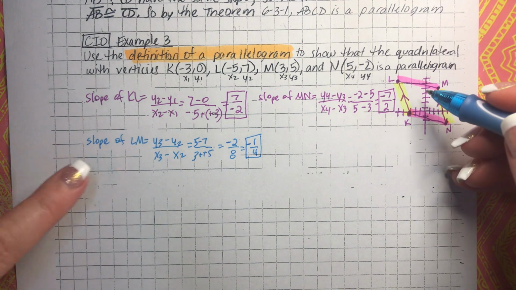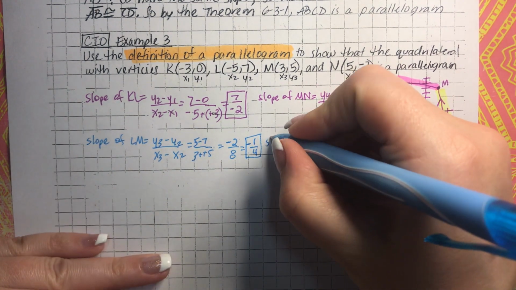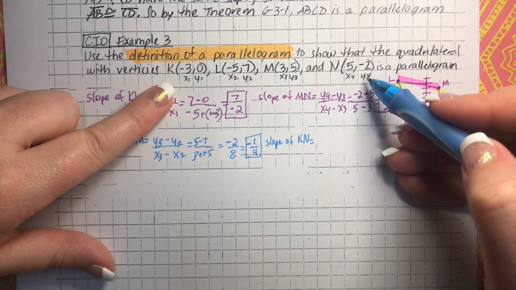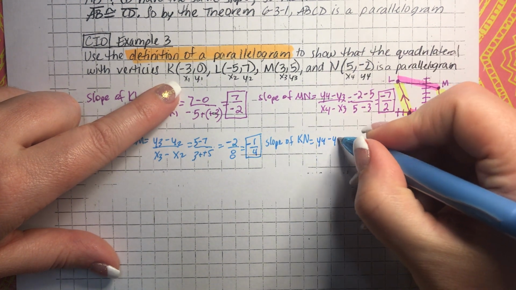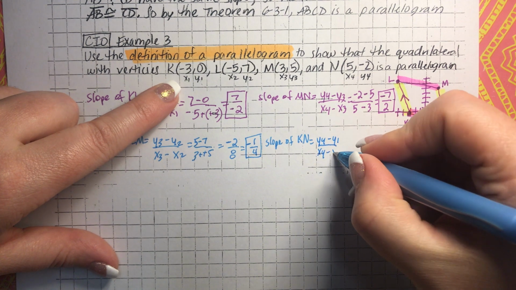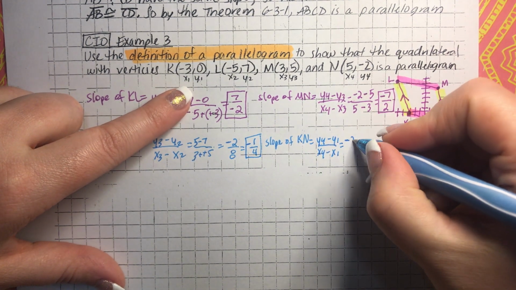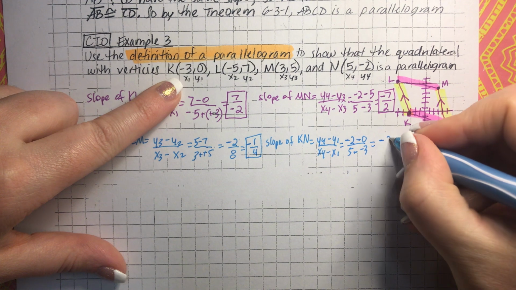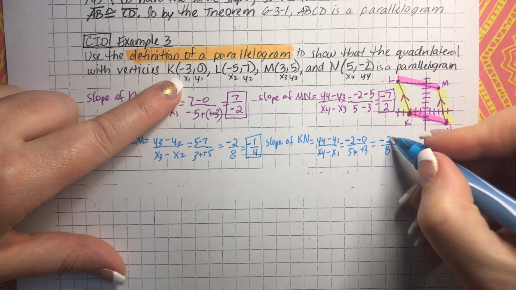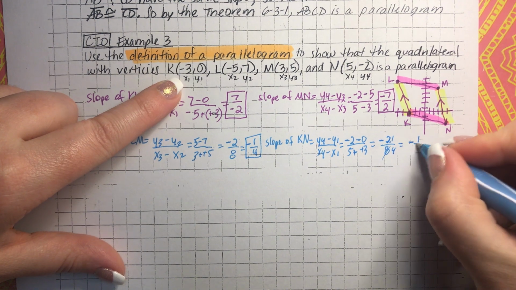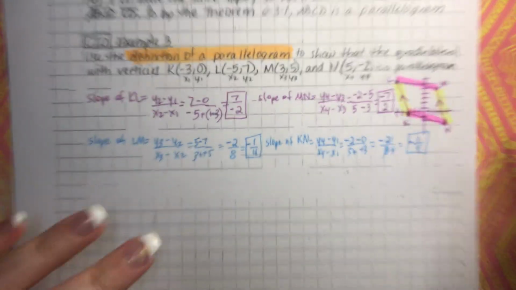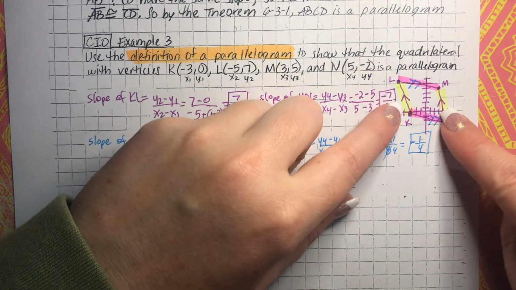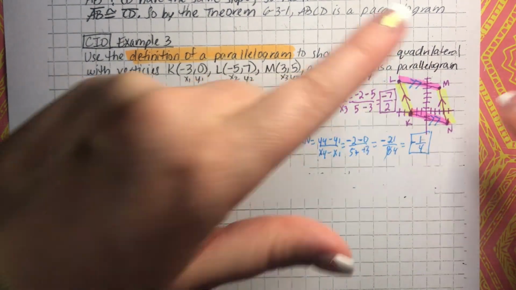Okay, LM. Now we got to do KN. So we're going to go slope of KN. This one's going to be y4 minus y1 all over x4 minus x1. Negative 2 minus 0 over 5 minus negative 3. That's just negative 2 over plus 8. 2 goes into there 1 time, 2 goes into there 4 times. So there we have it, negative 1/4. They are the same, which means that these are also parallel. And I'm going to put 2 marks because these are parallel, but they're not parallel to those. So we got one parallel mark there, 2 parallel marks there.